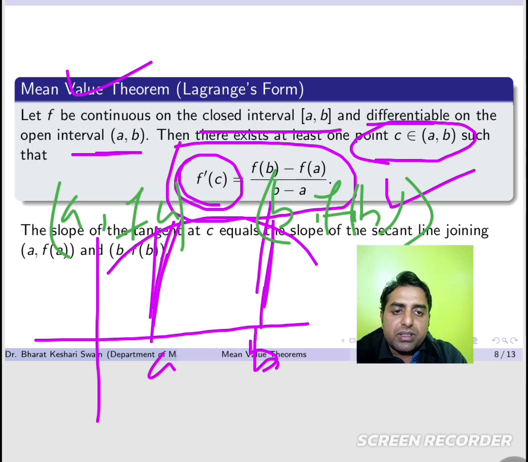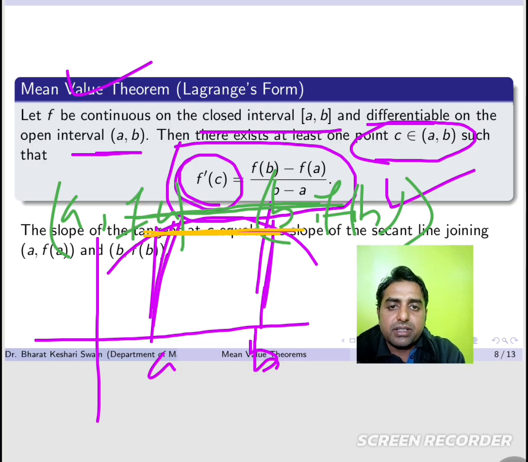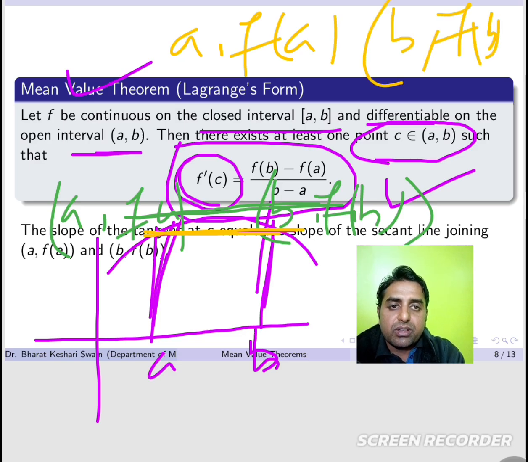So f dash c means your slope of the tangent. If I draw this tangent, it will be equal to the slope, like this. Okay, this is your (a, f(a)) and (b, f(b)), and the slope of the chord joining (a, f(a)) and (b, f(b)). So what is the slope here? We know that slope is f of b minus f of a divided by b minus a.